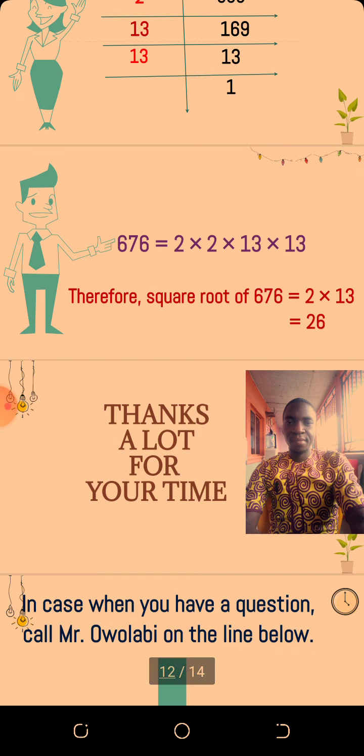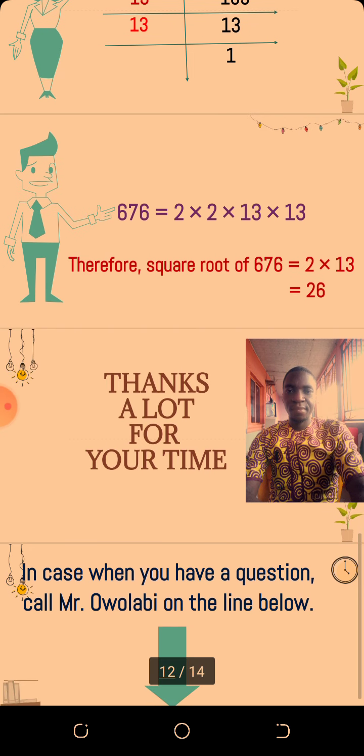Therefore, 676 will be equal to 2 times 2 times 13 times 13. To find the square root of 676, we pick the first 2s and write 2. Then we pick the last 13s and write 13. So the square root of 676 will be equal to 2 times 13. Then 2 times 13 will give us 26.